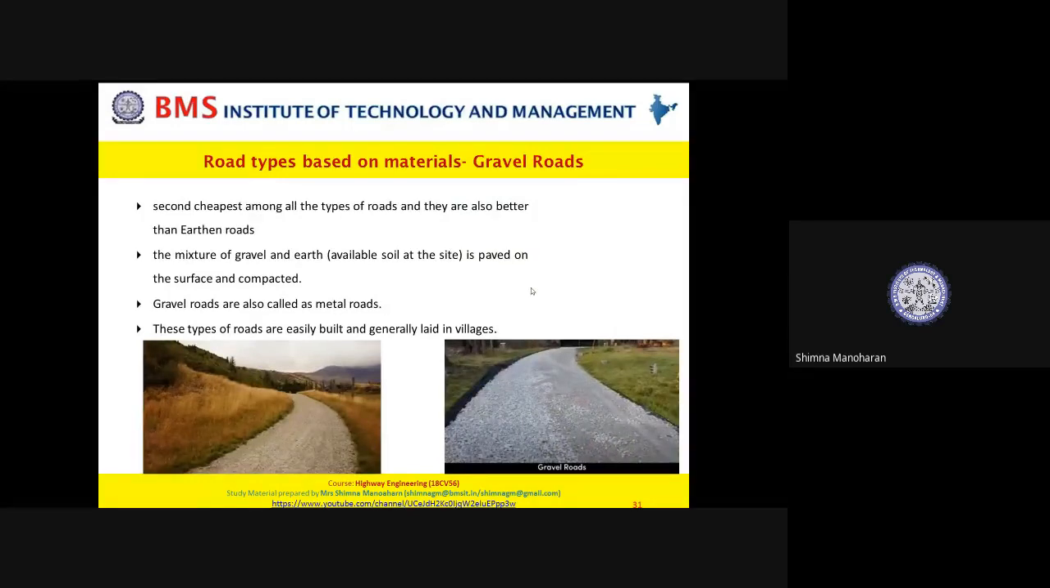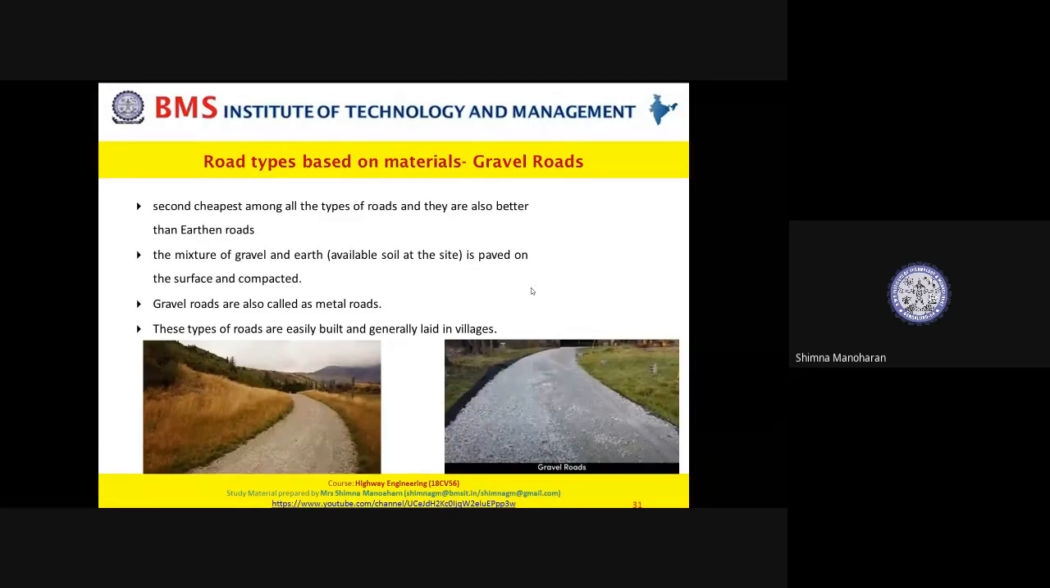Next is a gravel road. This is the second cheapest among all types of road, and it is quite better than the earthen road. In this, a mixture of gravel and earth, the earth which is typically available at the site, is paved on the surface and compacted.